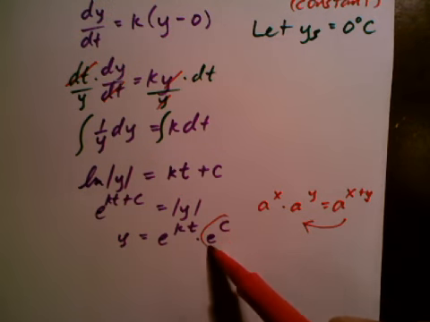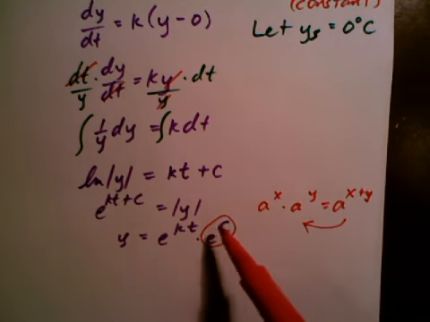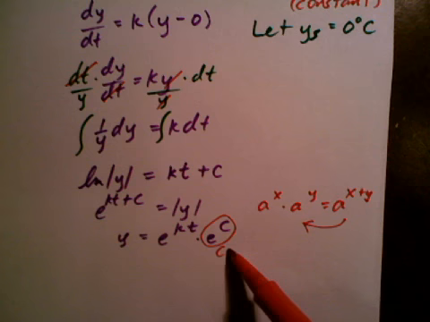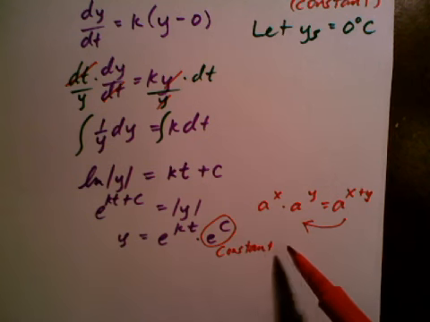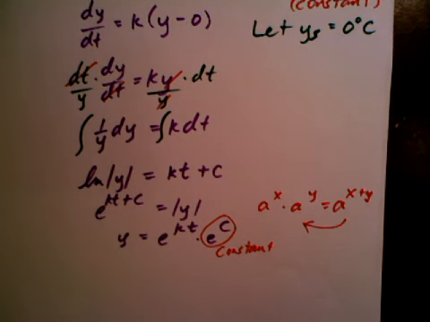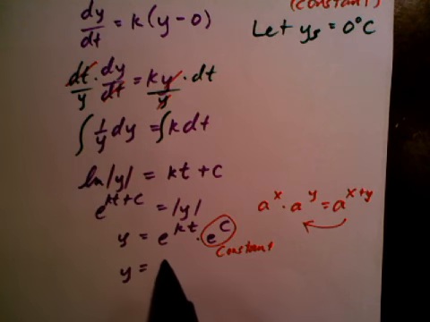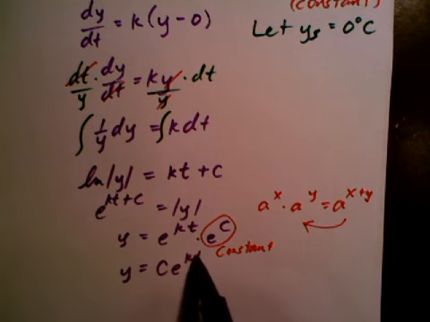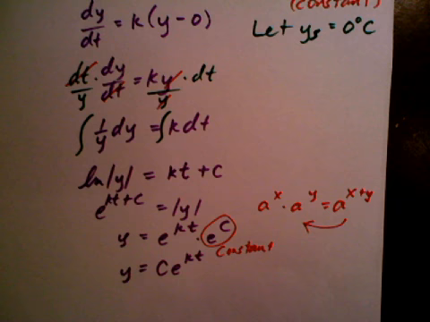So to remind you, here we have a constant, and we can call it anything we want. Well, we like c, so let's continue to call it c. So we have y equals c times e to the kt. Alright, so once we have that, we're almost there. We just have to now find what c is equal to.